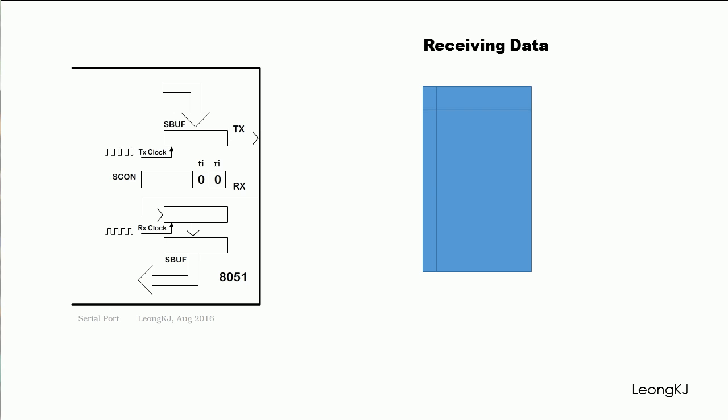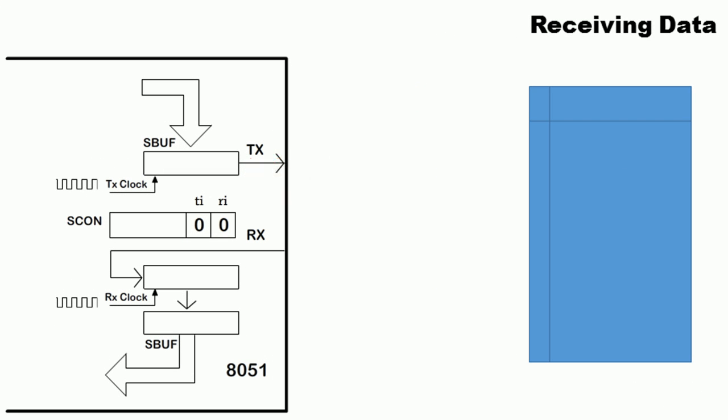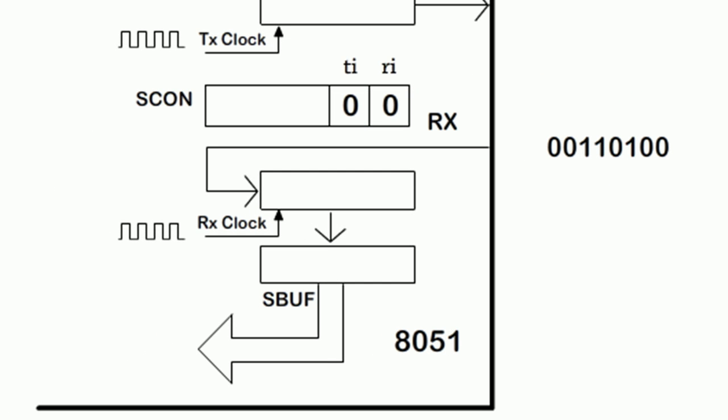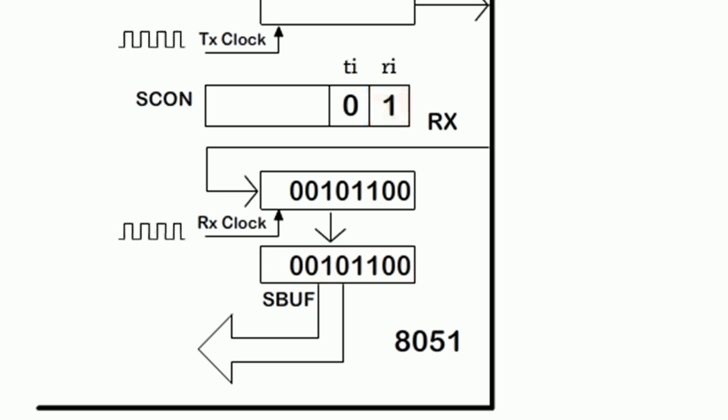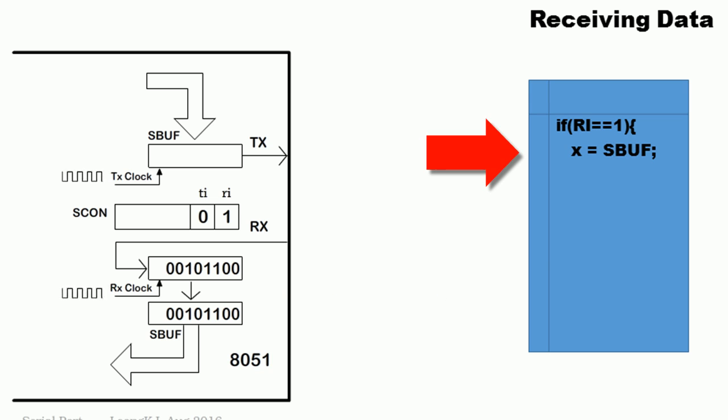When receiving data, check for the receive interrupt flag. The received data can be transferred to a variable by equating the variable to SBUF. After the data is retrieved, the receive interrupt flag should be cleared to 0.